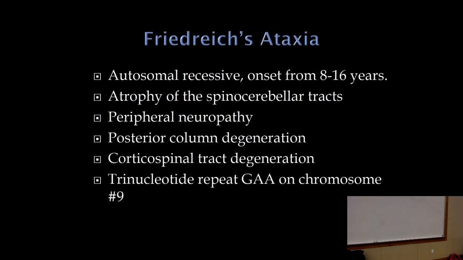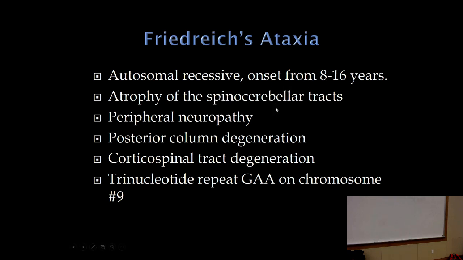Okay, and then finally, Friedreich's ataxia, again, a condition that we will have a lot more to say about in the second year neuroscience course. This is an autosomal recessive condition that usually starts in childhood years between age 8 to 16. There's a lot of neuroanatomy that's affected in this condition. First of all, these spinocerebellar tracts that we've been talking about degenerate pretty early in Friedreich's ataxia. So the cerebellum is deprived of that information about what your arms and legs are doing. So they have ataxia from involvement there.